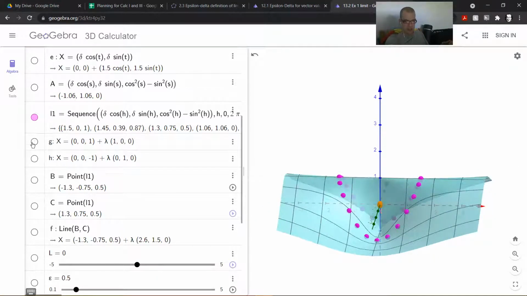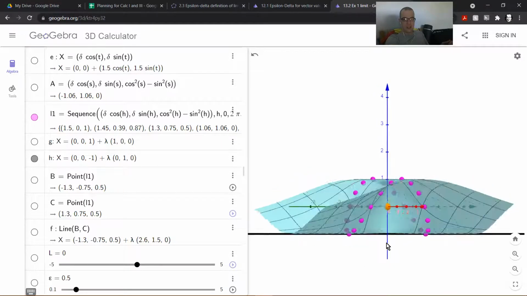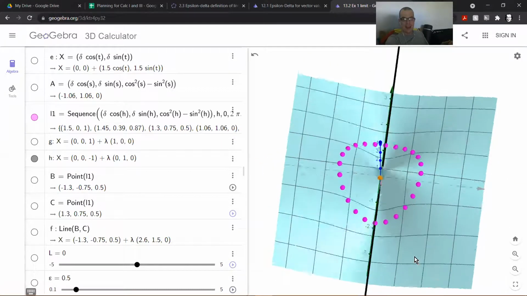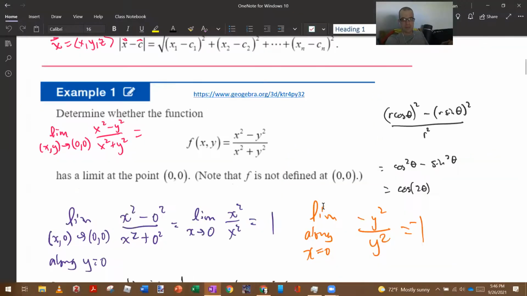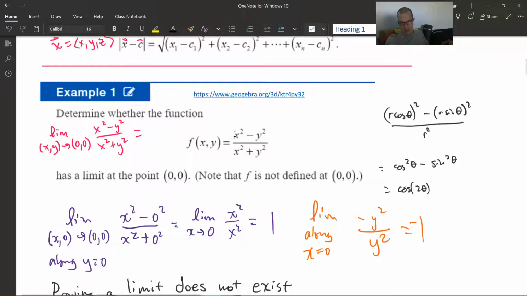Very similarly, if we're just traveling along the y-axis, the z value is a constant -1, because when you plug in 0 for x, you just get -y squared over y squared, and that's equivalent to 1, or sorry, -1. And just showing that there are two paths that have different limiting values, different z values, is enough to say the limit doesn't exist, and we're totally done.